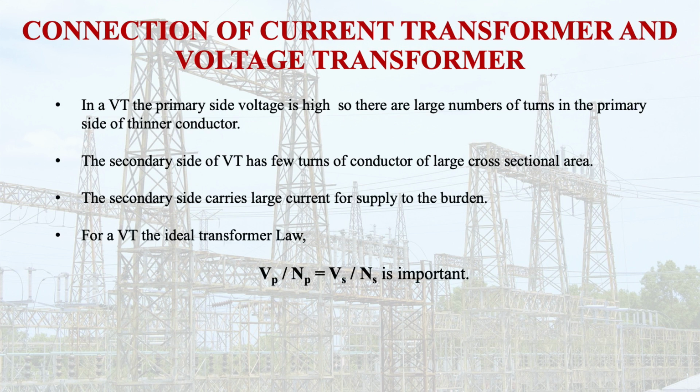For the voltage transformer, the ideal transformer law is also important, just like in the conventional transformer. What is that? Vp upon Vs, the primary voltage divided by secondary voltage, is equal to the number of turns in the primary winding divided by the turns in the secondary winding. Or you can say Vp upon Np is equal to Vs upon Ns. Or you can represent it in several other ways. So you can also write Vp upon Vs is equal to Np upon Ns.